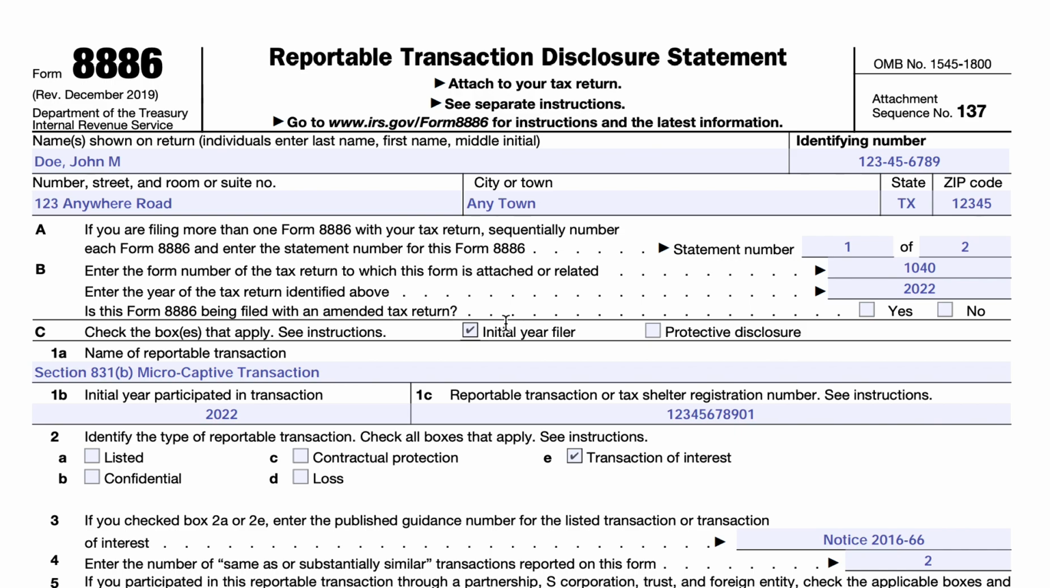So there are several different types of reportable transactions. Before we get into the form, I'll list them out right here. So listed transactions, there are confidential transactions, transactions with contractual protection, loss transactions, and then transactions of interest. And these are 5 categories that the IRS has deemed to be important because each category has a very specific benefit that might be attached to it. So we'll go into more detail when we get to line 2.